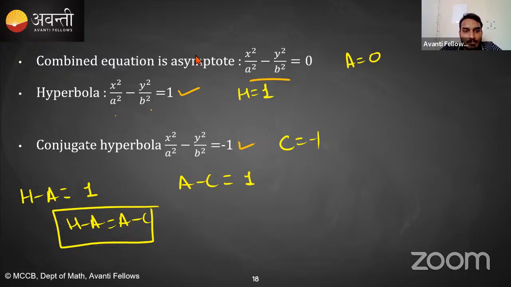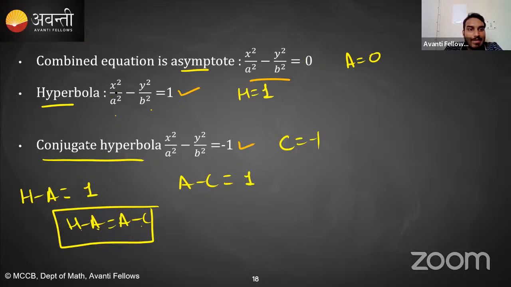Clear? Yes, what I'm saying, I will repeat, don't worry. The equation of the asymptote, the equation of the hyperbola, and the equation of the conjugate hyperbola all differ in the constant only. Okay, the rest of the terms will be exactly the same, but the difference is of the constant term. Is this clear? And there is a relationship between the constants: H minus A is equal to A minus C, which means, let's say the constant in the asymptote equation is 0, so A is 0.